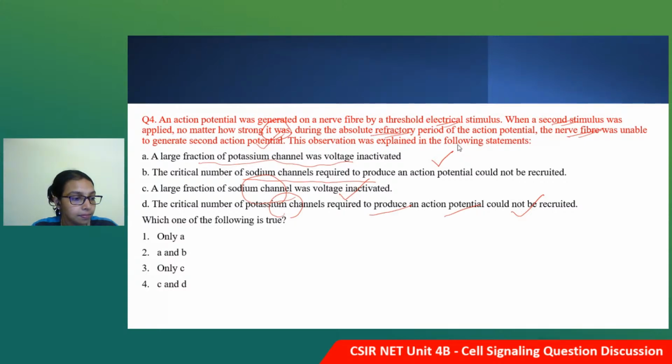Sampurna, Aishwarya, Sharada. Okay, there is some confusion between option 3 and option 4, I can see. Option 2 is also what some of you are saying. Ashu. Okay. Remember what is a threshold electrical stimulus? What is an absolute refractory period? What are the stages of action potential? Then give the answer.